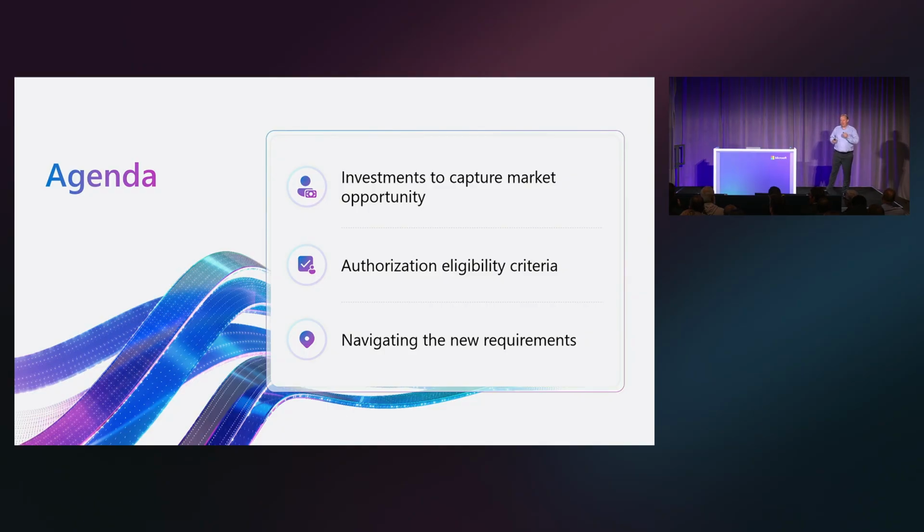So today, I am going to talk about investments to capture the market opportunity, more specifically investments we're making to help you capture your market opportunity. We are going to talk about the changes to the eligibility criteria for all the different types of CSP authorization. And Gina's going to help you with navigating the new requirements. As I say, the detail of how to navigate those requirements can vary partner by partner, and we have deliberately brought a team here to the hub that I mentioned in order to continue those discussions after this session.